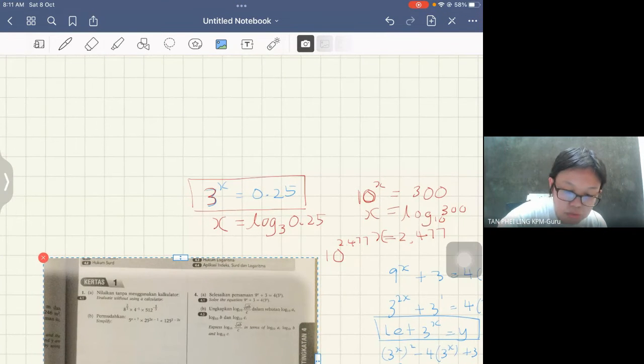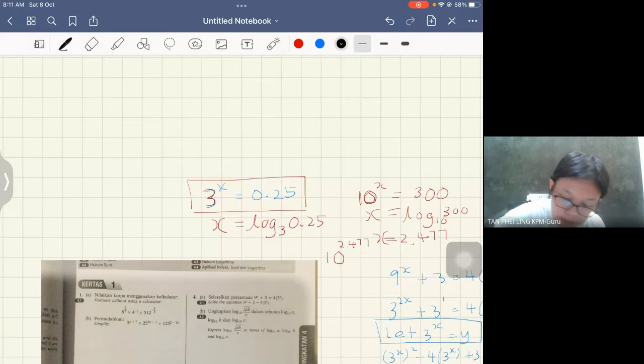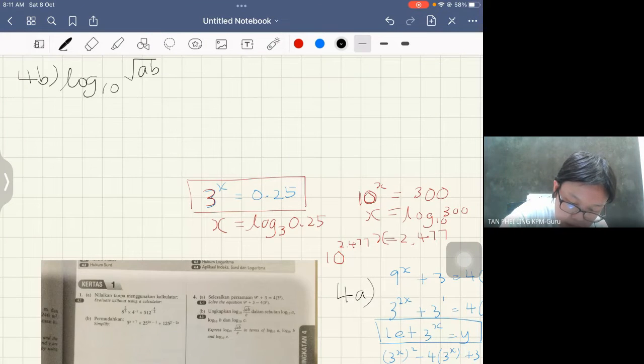Okay, so I'll do it here. We will use black color to solve this question. This is question 4B. So this is 4A, and this is 4B now. So we have log base 10 square root AB over C.